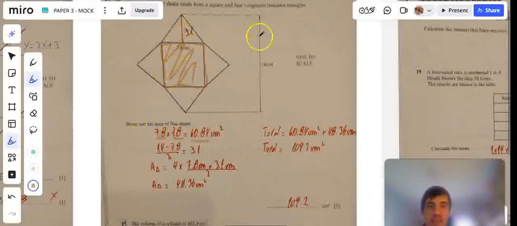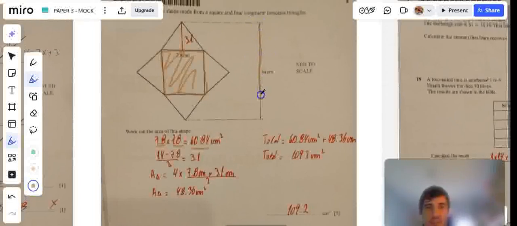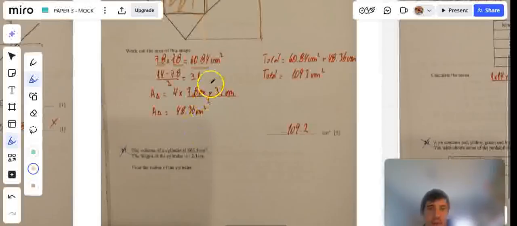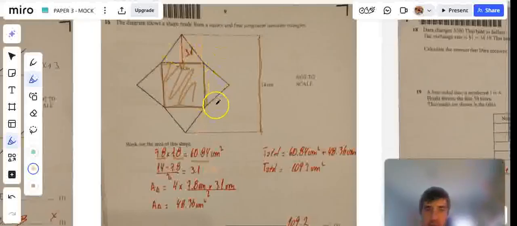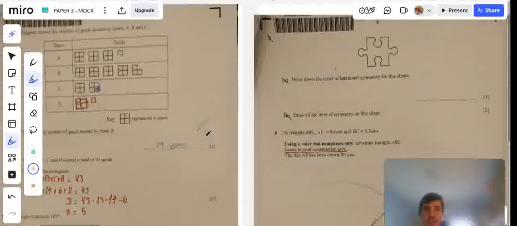In this case, if this is 14, and you subtract 7.8, you will have this distance and this distance, these two lengths. And if you divide it by 2, you will have 3.1, okay? It's here. 3.1 is the height. Why do you need the height? Because you want to find the area of each triangle. Which is the formula for the area? Let's see if it's here.